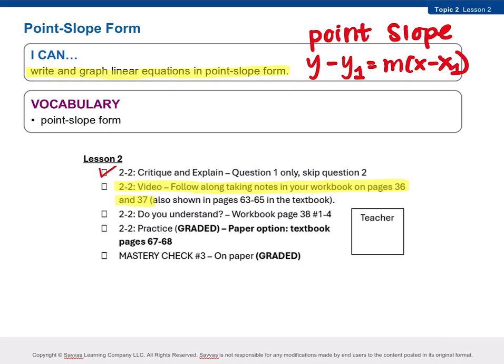Either way, now you should return to your checklist and update it because now you're done with the video, and now you're going to move on to the Do You Understand, taking notes in your workbook on page 38.